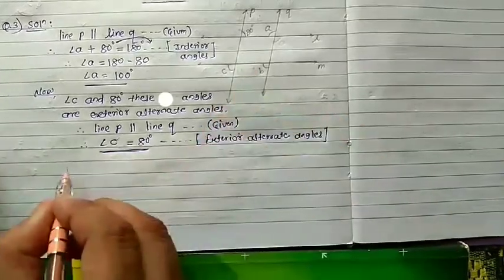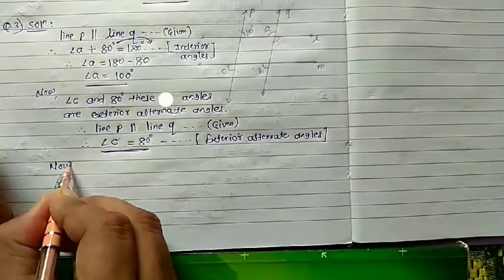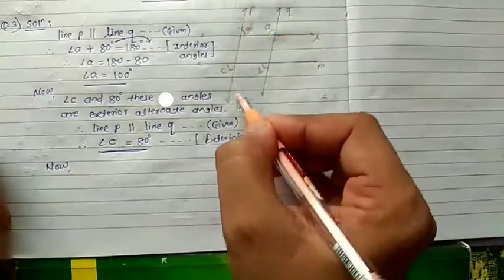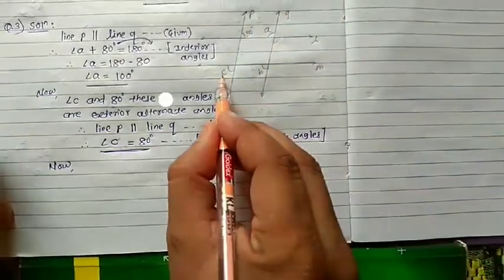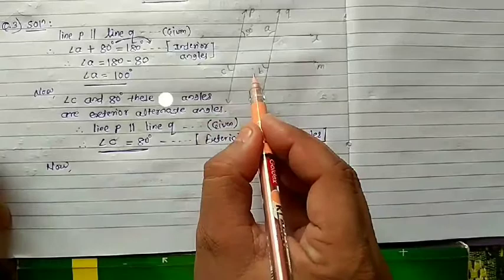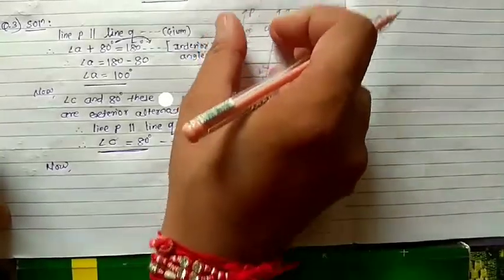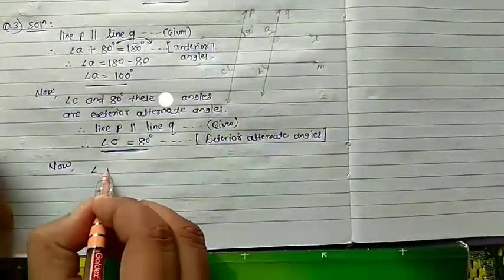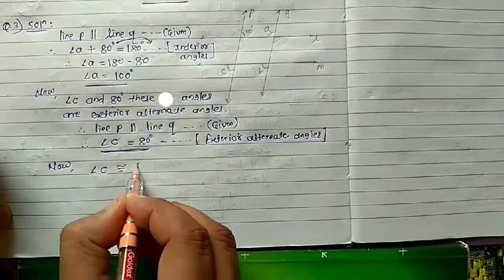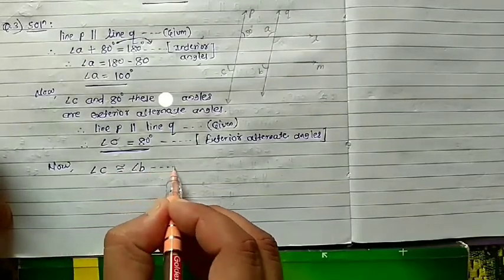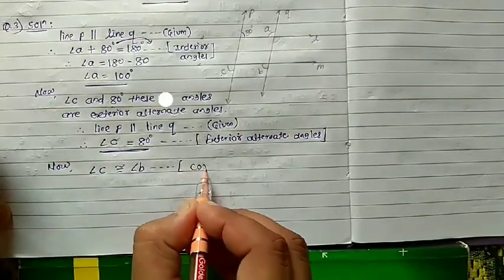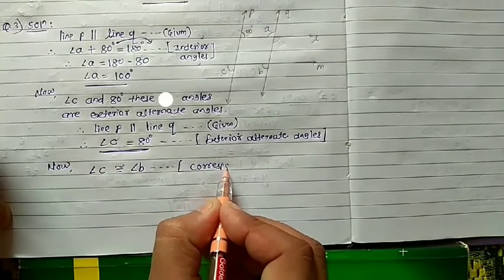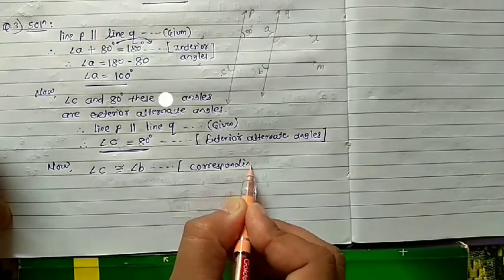Now again the two lines are parallel. Angle C is congruent to angle B. These two angles are corresponding angles. Angle C is congruent to angle B. Two lines are parallel, then the corresponding angles are congruent.